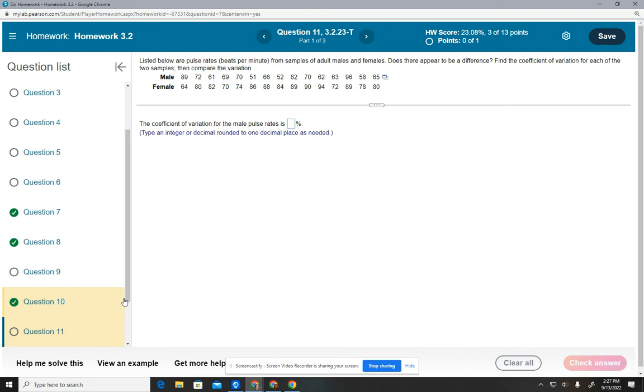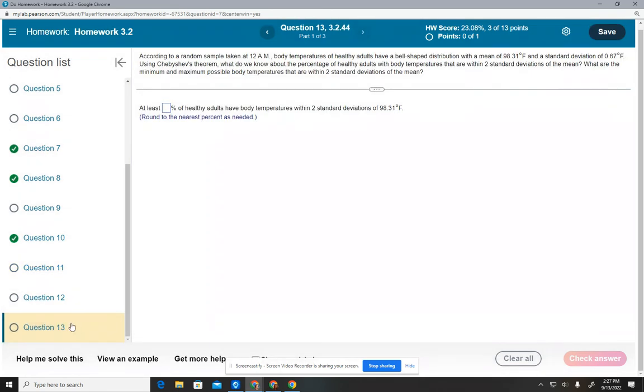Okay. Let's look at our last question that I want to do, and that's number 13. According to a random sample at 12 a.m., body temperatures are bell-shaped with a mean of 98.31 degrees Fahrenheit, standard deviation of 0.67 degrees Fahrenheit. Using Chebyshev's theorem, what do we know about the percentage of healthy adults with body temperatures that are within 2 standard deviations of the mean, or the minimum and maximum?